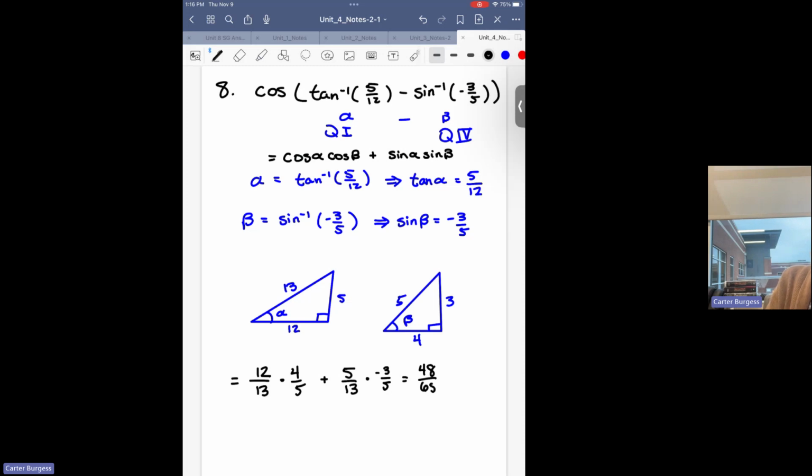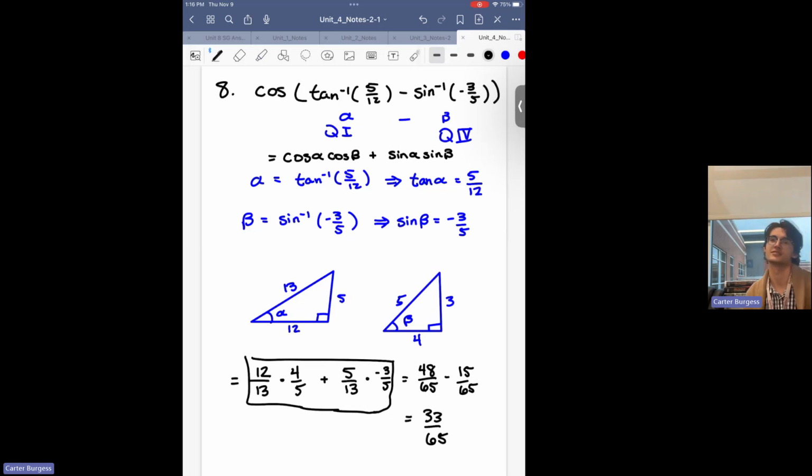48/65 minus 15/65. You can box this. Like, this is perfectly fine. I'm okay with this as an answer. But this is also 33/65 as a more simplified way to write it.